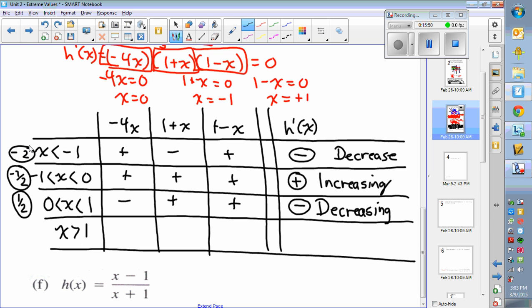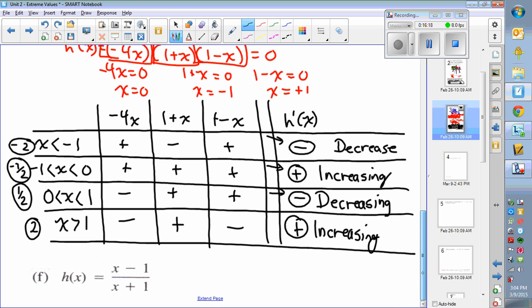You should continue with this test. Don't just make the assumption that if the first one's negative, that it's going to go back and forth. It will not always occur. Choosing a number bigger than 1, like 2, -4 times 2 is a negative. 1 plus 2 is a positive. 1 minus 2 is a negative. Two negatives make a plus. So the function's increasing on that interval.